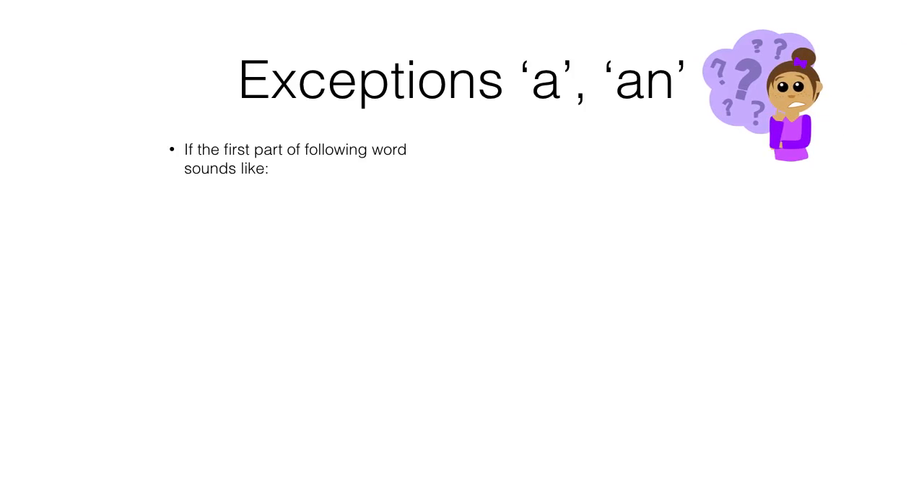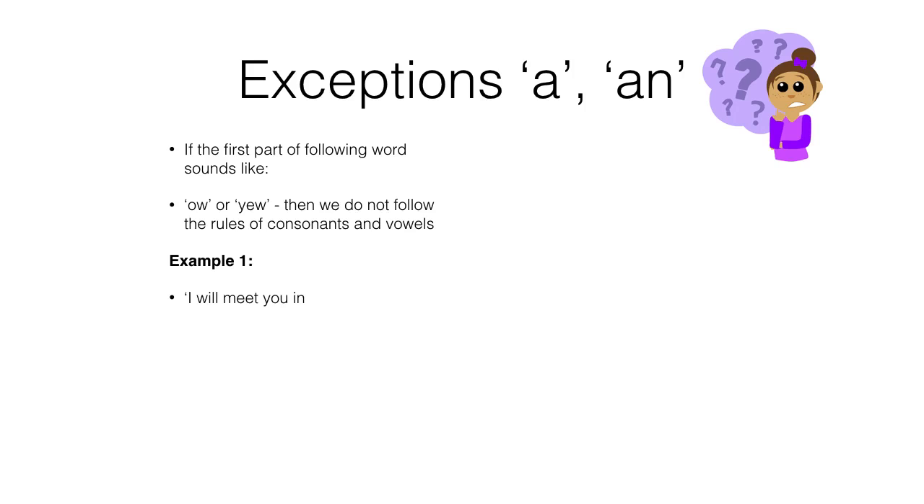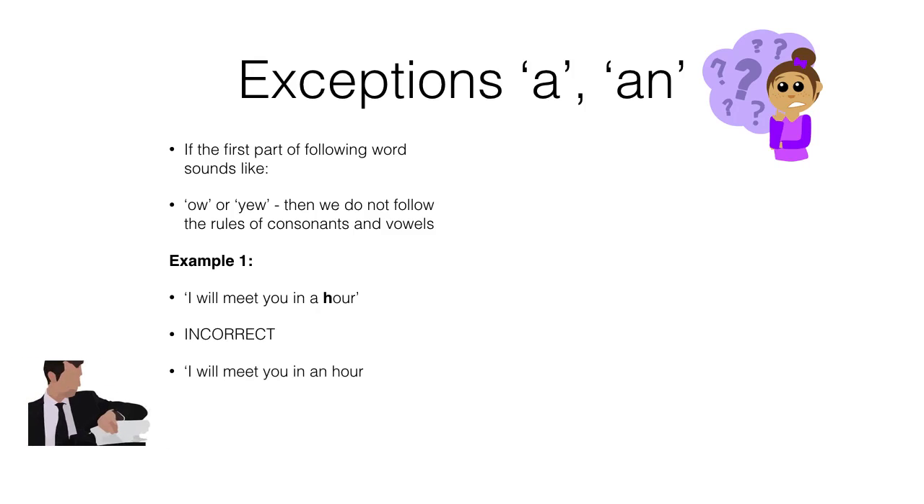Exceptions to the use of a or an. Confusing? You won't be, trust me. If the first part of the following word sounds like ow or you, then we do not follow the rules of consonants and vowels. Example 1. I will meet you in a hour is incorrect. We say, I will meet you in an hour. The beginning of hour sounds like ow. Exception, an is used and not a.